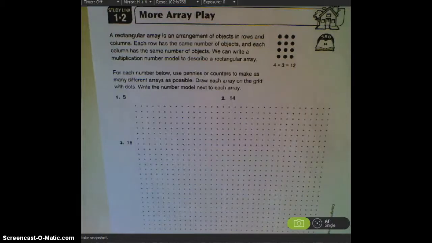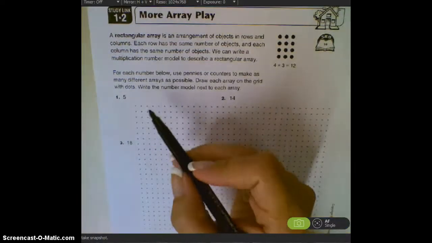Okay, so today fifth graders, we're working with arrays. We didn't have much experience with this morning, so sorry about that. This was supposed to be a review.